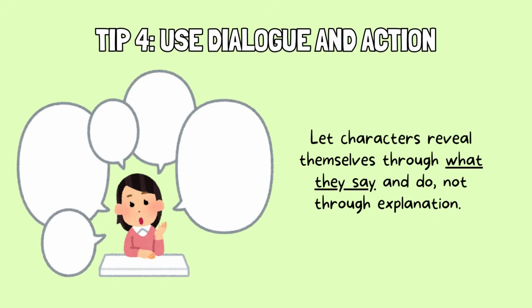Tip 4. Use dialogue and action. Let characters reveal themselves through what they say and do, not through explanation. Real people rarely announce their feelings directly. They show them through their choices, their reactions, and their silences.